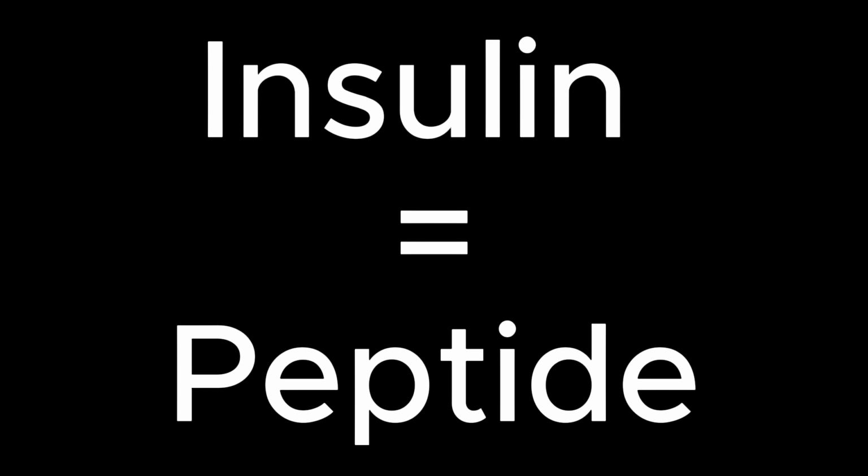Insulin is a peptide hormone, so we can't give it orally because it is degraded in the GI tract. We can administer it subcutaneously, intravenously, or through the inhalation route. The onset, peak, and duration vary depending on the type of insulin.